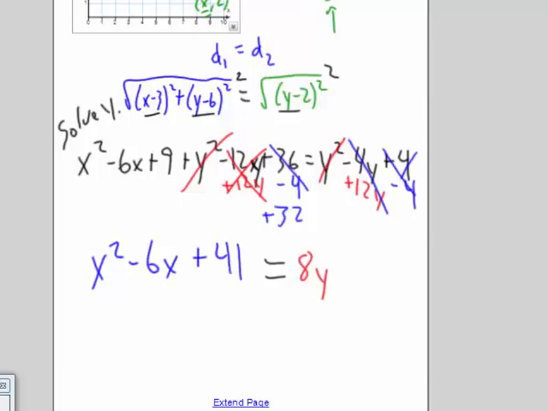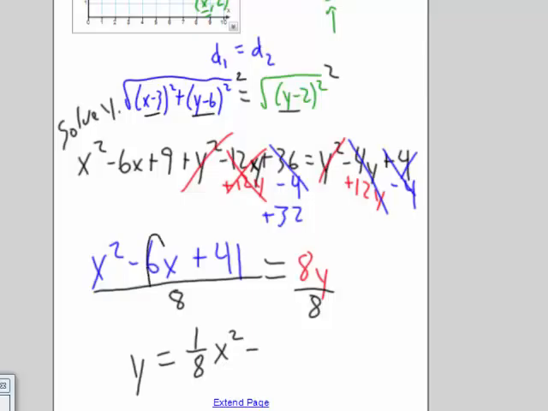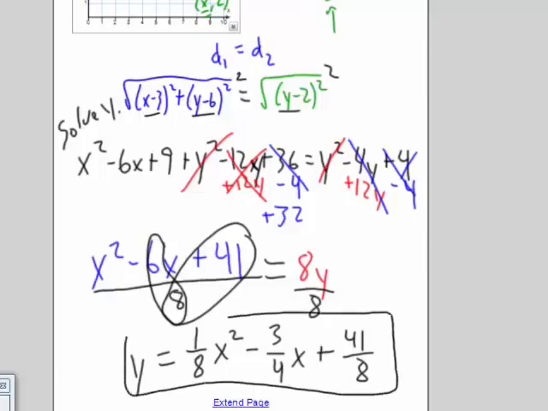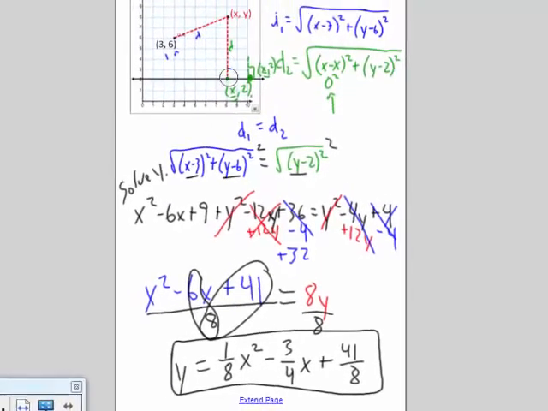And then we get the y by itself, so we divide by 8 on both sides. And I'm going to flip-flop these. So y equals, well, x squared over 8 is really 1/8 x squared, minus 6/8, which is really 3/4 x, and then plus 41 over 8. I'm just going to leave as 41 over 8. So there is my equation. There's the locus of points. And if I were to graph that on my calculator, we would see that it would make a parabola.